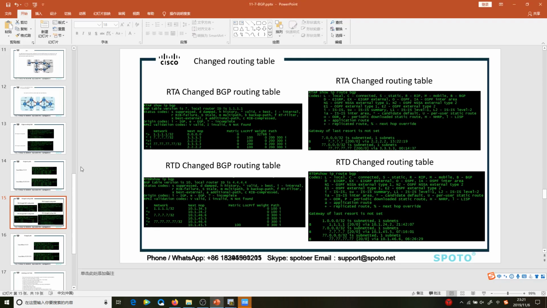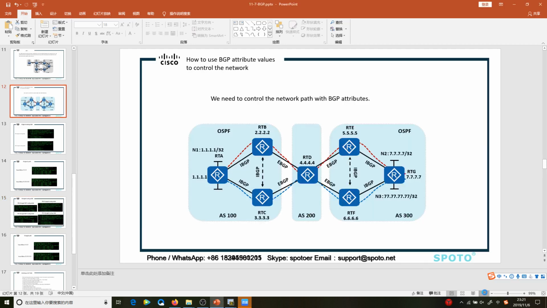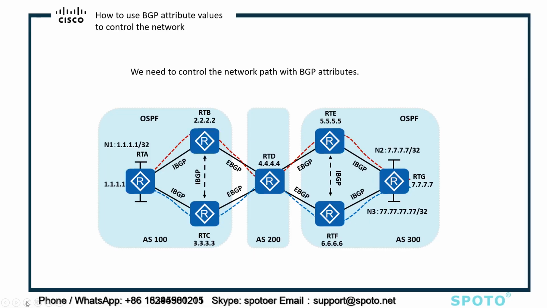So we go back to the PowerPoint. Actually, in this topology, we have different ways to use the attributes to achieve this aim. For this lab, we just change the local preference of RTC. When RTC sends this route to RTA, we set the local preference to 200. The default value RTB will send is 100, so RTA will think this one is better.